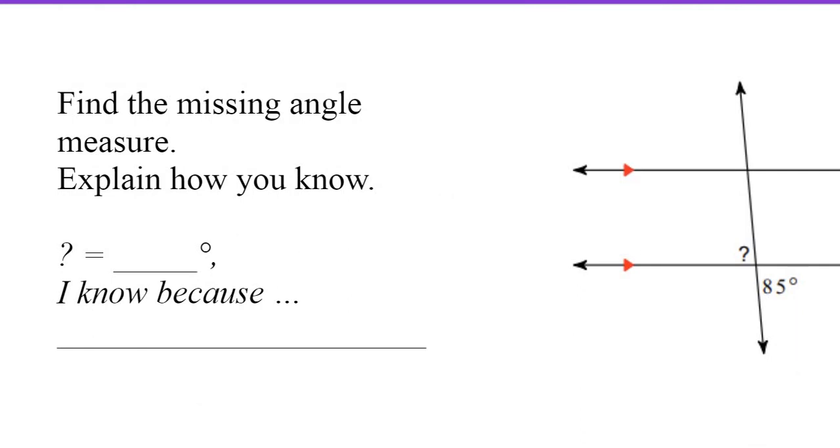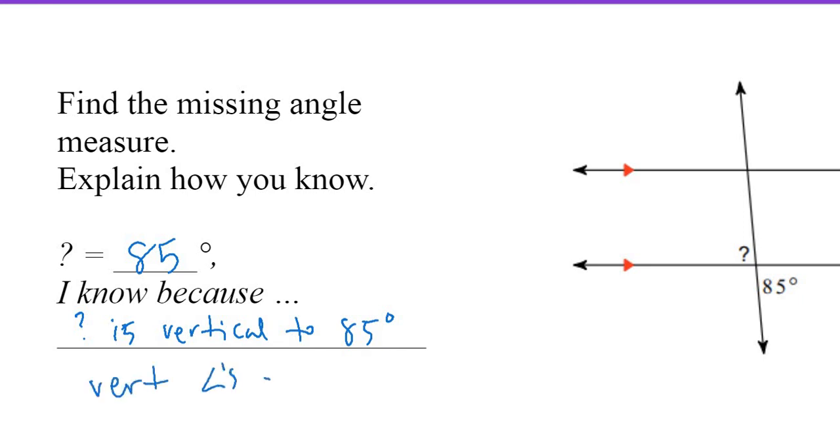Okay, next. This is a quick one. Question mark is vertical to the 85-degree angle. And vertical angles are congruent angles.